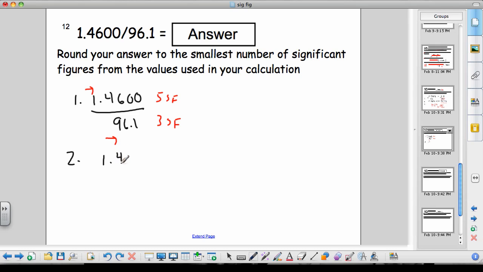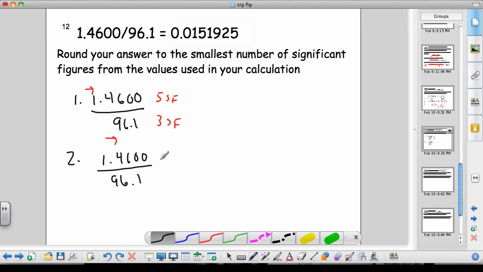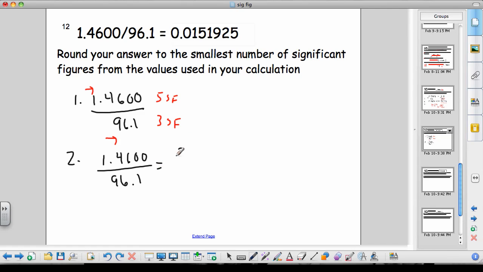So 1.4600 divided by 96.1, right? See my answer up here. Just punch this into the calculator, you guys would get 0.0151925, and actually it continues on for quite a while, but we don't need to carry all those decimals because our answer has to be rounded to the lowest number of sig figs that we started with in our calculation.